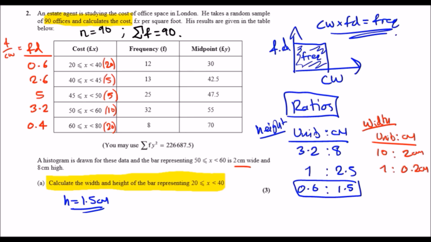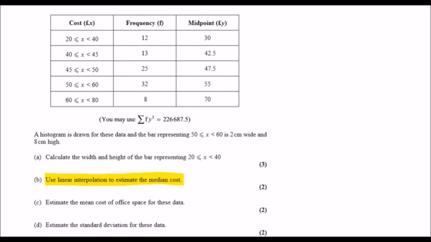Meaning, for the 20 to 40 region, for 20 units, times it by 20 and you get 4 centimeters. And that's it. The width is 4. Easy. That's how you do this kind of question. Okay, here we go again.